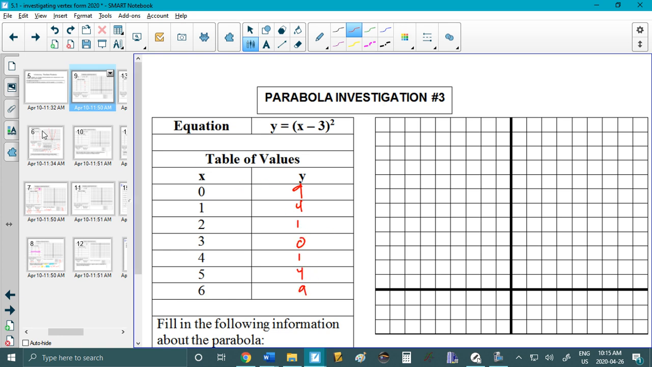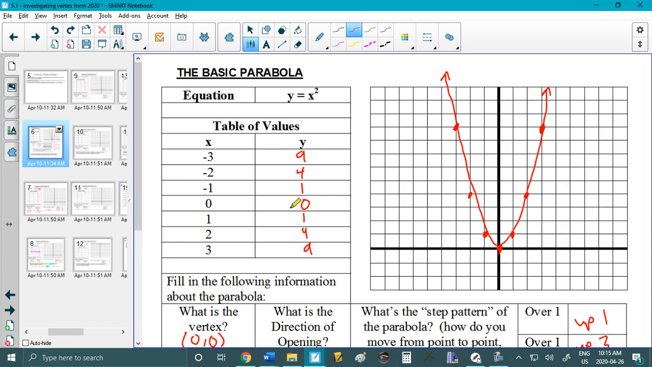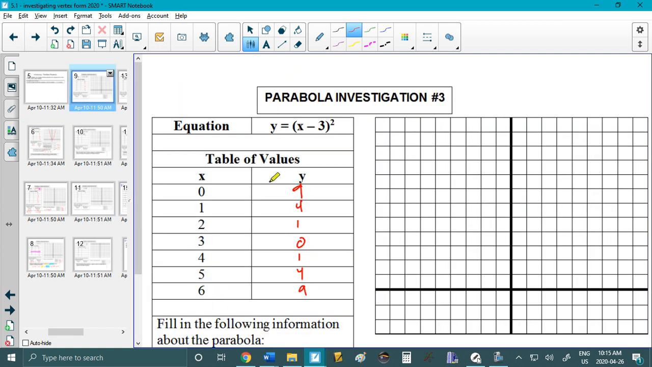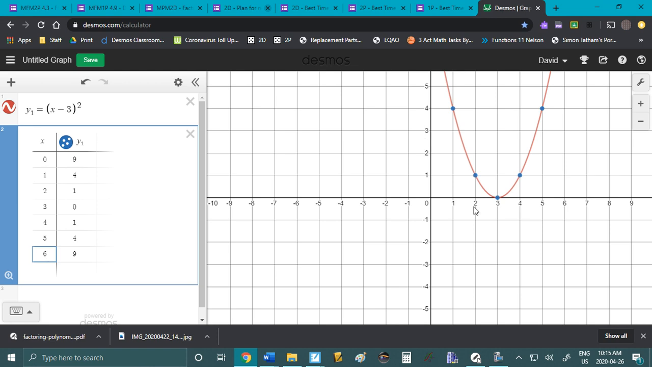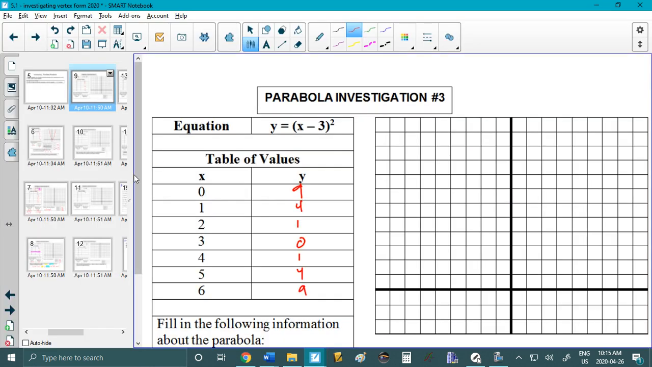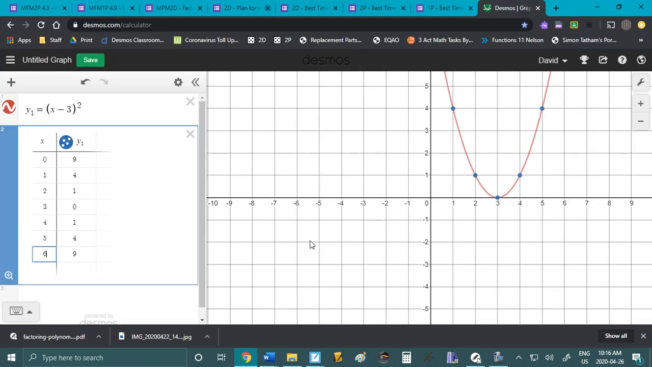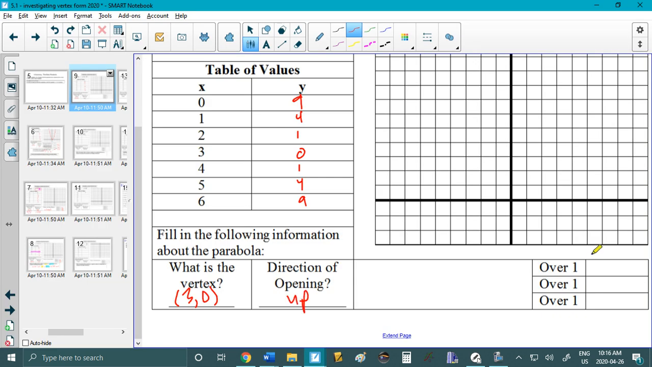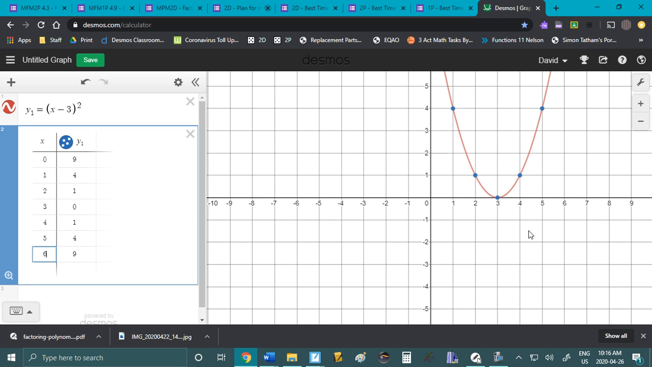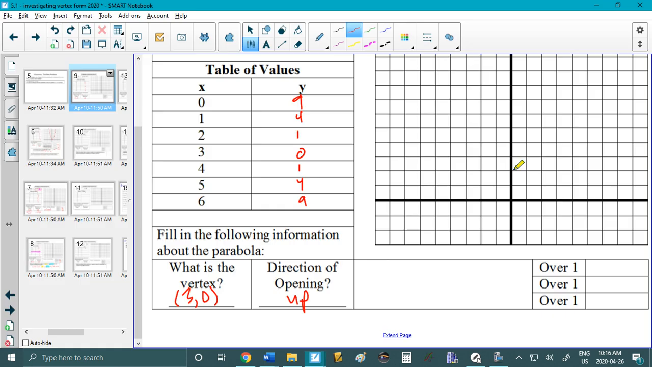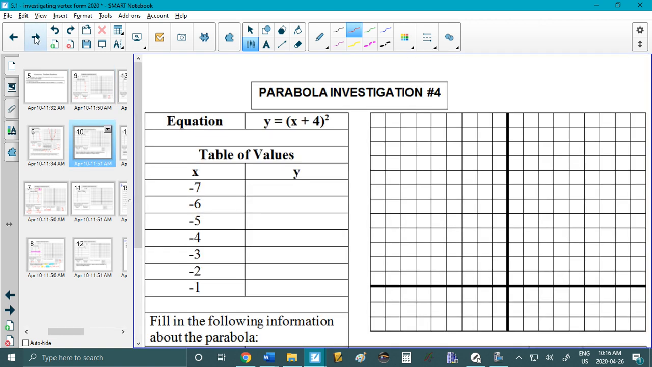And if that seems familiar, it's because it's the same y values from here, except I changed my x values. And if we look at the graph, well, let's do the vertex. The new vertex is 3, 0. It's still going up. And the step pattern, over 1, up 1, 3, it's the same. Up 1, up 3, up 5.